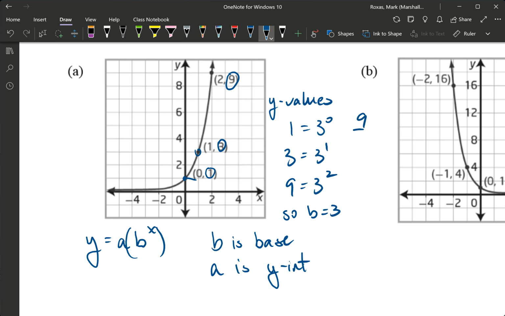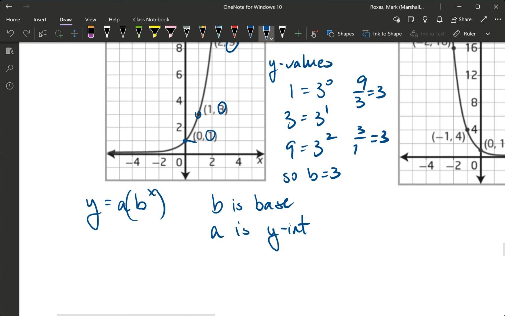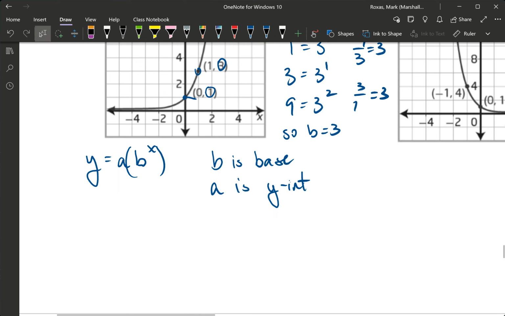I can just look at the ratios, right? So again, 9 over 3 equals 3, and then 3 over 1 equals 3. So a common ratio between the consecutive y values. So a couple of ways we can look at how to get that base. So looking at my equation, right, it's going to be y equals a times 3 to the x.